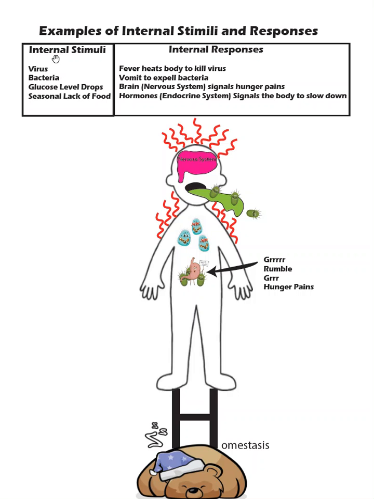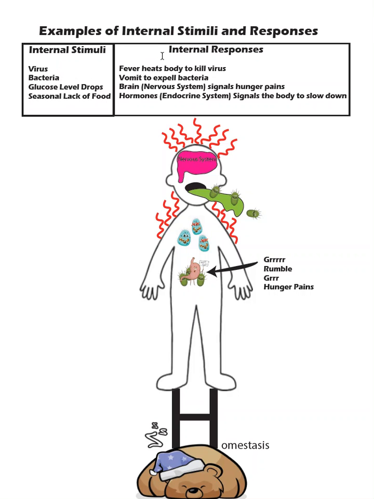To begin, let's talk about our chart. On this side of our chart, we are listing internal stimuli. These are some examples of internal stimuli: viruses, bacteria, glucose levels dropping, seasonal lack of food. These are all signals inside your body, not outside our body. Remember, outside our body, we can sense with our senses, like eyes, ears, nose, taste, smell. These are the opposite of those. These we can only sense inside our body.